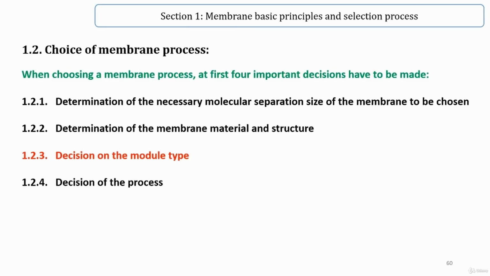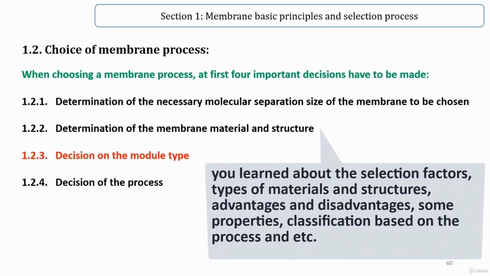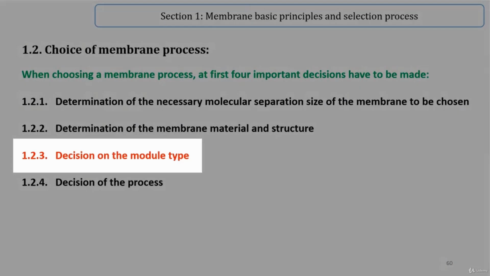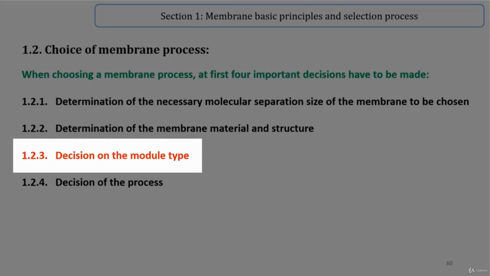In the second step, for the selection of a membrane, you learn how to select a suitable material for the process. You learn about the selection factors, types of materials and structures, advantages and disadvantages, some properties, classification based on the process, etc. Now the third step is the decision on the module type. In this part, I will describe the types of membrane modules in detail.